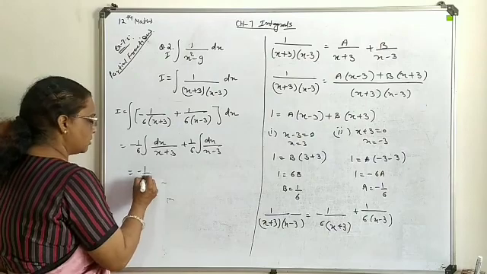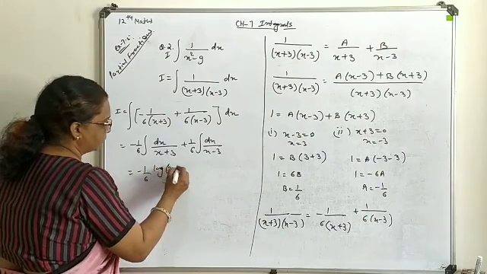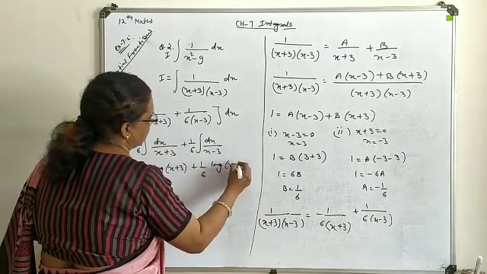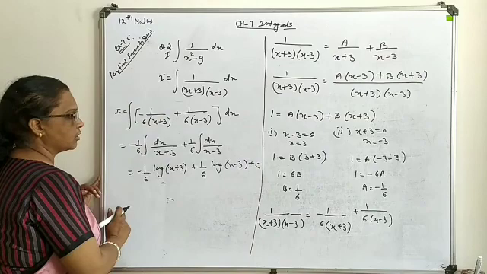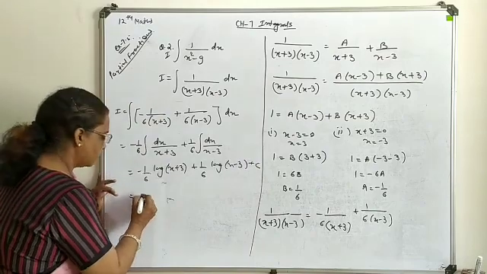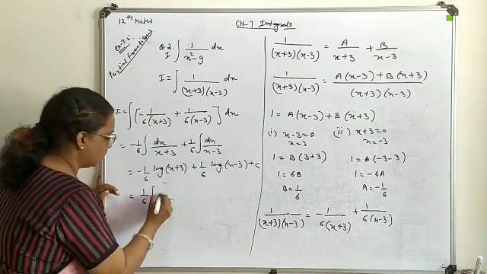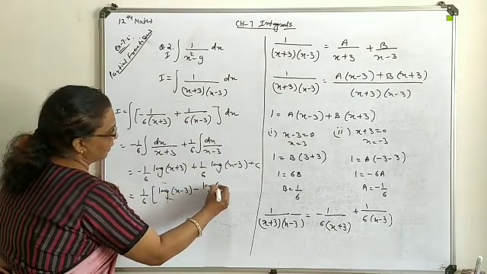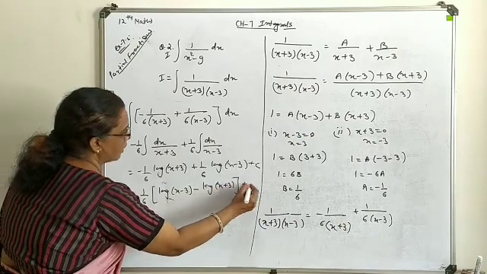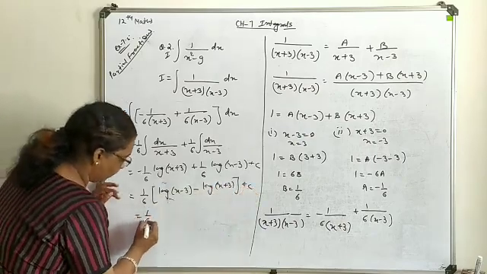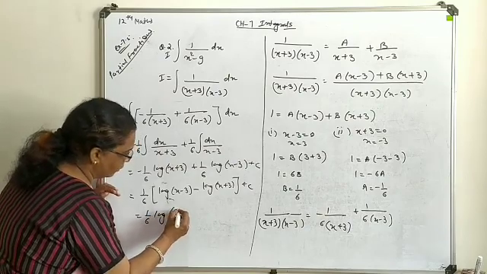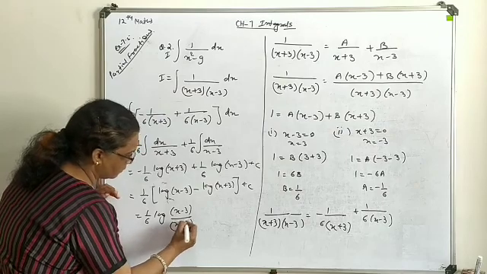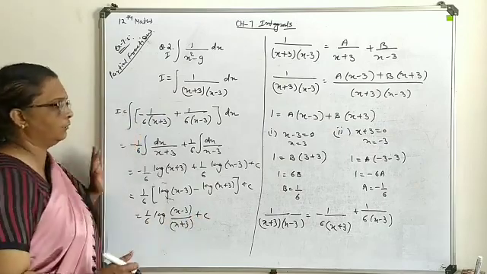Proceed with the integration. This will obviously be minus 1 upon 6 log of x plus 3, plus 1 upon 6 log of x minus 3, plus the constant. These two terms you can combine by taking 1 upon 6 as common. So this will be 1 upon 6 times log of x minus 3 minus log of x plus 3. Make them a quotient, or further implement any of the log properties, and it will give you the shortest form of the answer. So this is the shortest form of the answer.